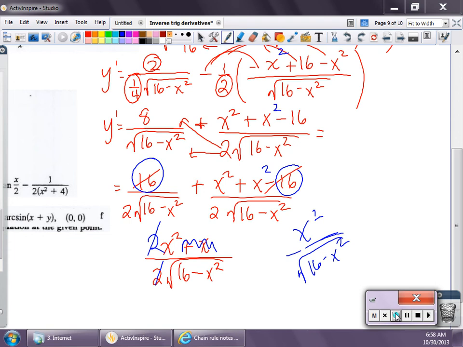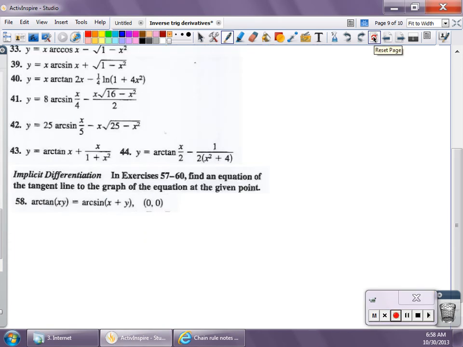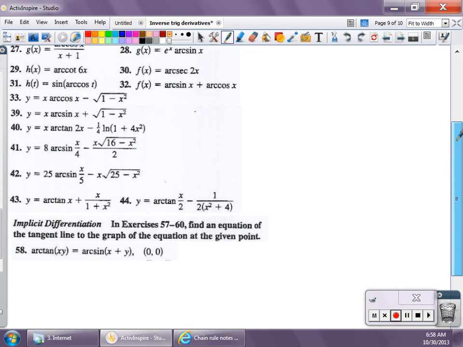Let's set up another one here. Let me reset the page. And let's maybe do, let's see, I did 41. 42 is very similar to 41. Let's jump to 43. I know I did 58 in class. So let's take a look at number 43. Let me copy it up here, and then I'll move all of the other stuff out of my way. So 43 is y equal to arctangent of x plus x over 1 plus x squared.